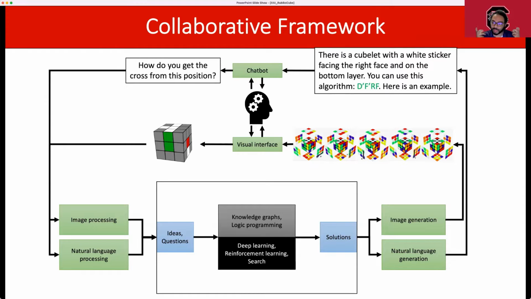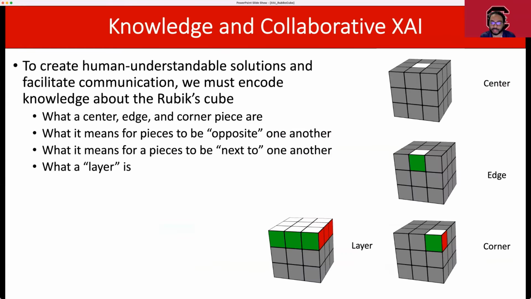Then, using explainable algorithms on top of these unexplainable ones, in particular knowledge graphs and logic programming, we can generate solutions that a human can actually understand. Hopefully we can generate natural language and show concrete examples to explain to a human how to solve the problem. Like I said, even the basics we'll have to explain to the system: what the different pieces are, the centerpiece, edge piece, corner piece, what a layer is, and so on. From these very basic concepts that we take for granted, hopefully it'll be able to come up with an explanation.